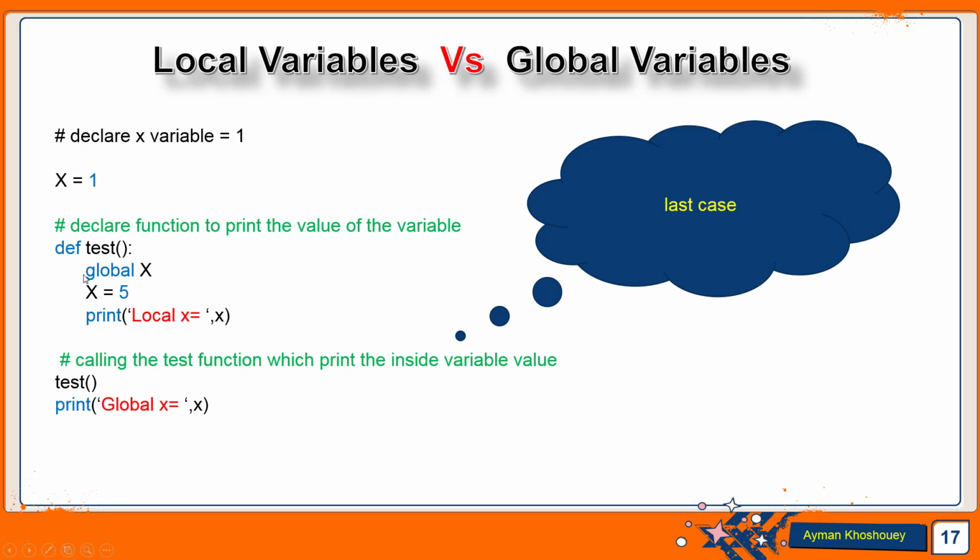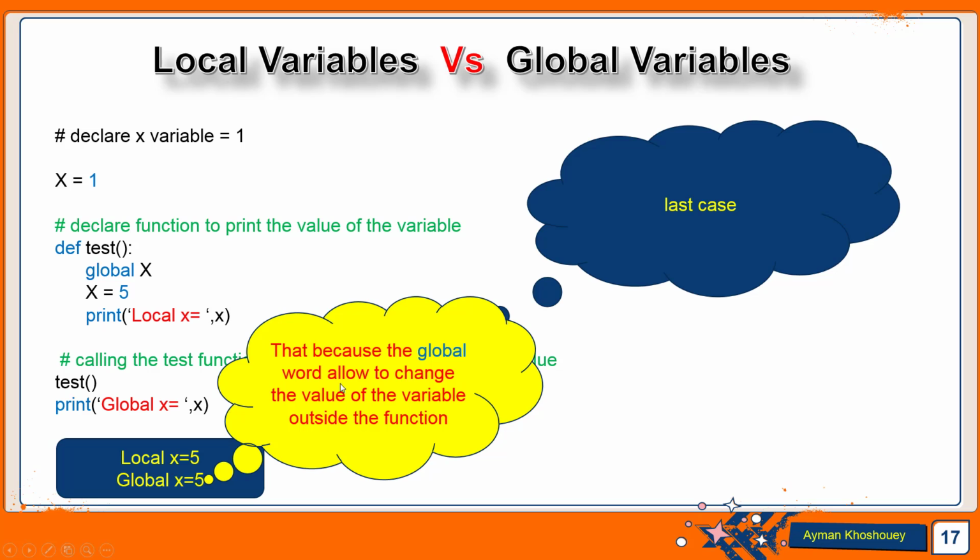if you define test and put the word global x here, x equal 5, and print local x, and call test and print global x, it will give you local x equal 5, global x equal 5 from here. It is global, so it changes the value of the variable to be 5 also. You understand? It is easy and simple. If you want to change the value from inside the function, you use the word global. This is because the global word allows you to change the value of the variable outside the function.